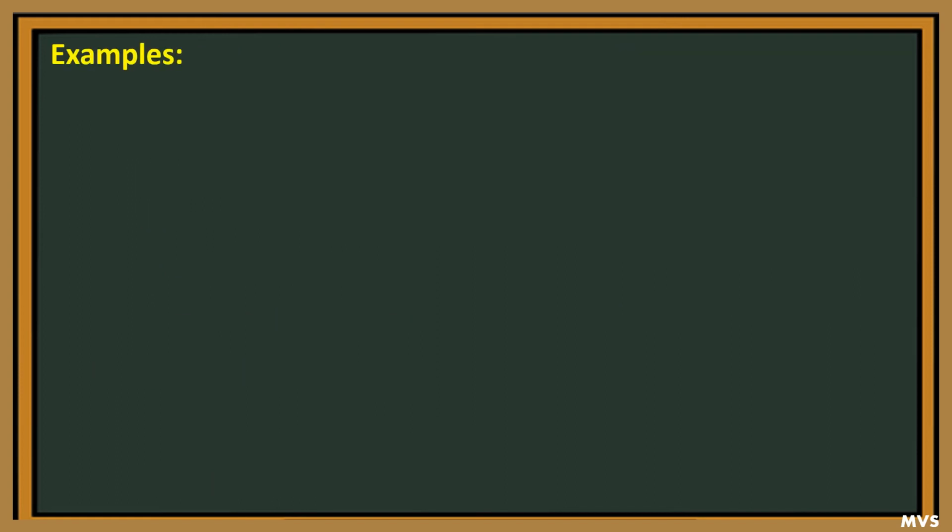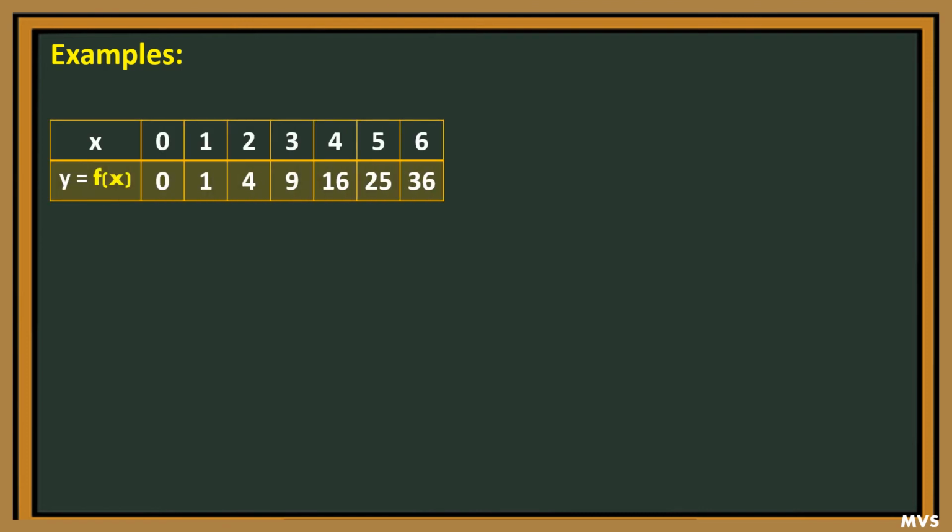Let's have here an example on how to determine if the table of values and graph is a quadratic function or not. Let's have here the table. Values of x, 0, 1, 2, 3, 4, 5, 6. Values of y, 0, 1, 4, 9, 16, 25, and 36. Let's have here the first difference of y values. Let us start at the right side. 36 minus 25, that is 11. 25 minus 16, 9. 16 minus 9, that is 7. 9 minus 4, 5. 4 minus 1, 3. And 1 minus 0, that is 1.